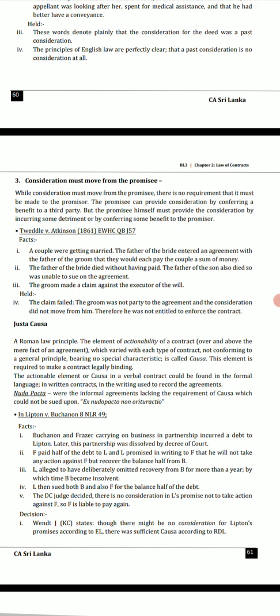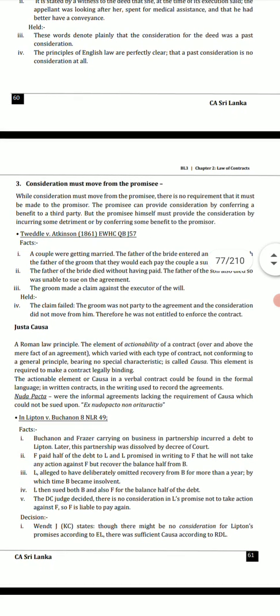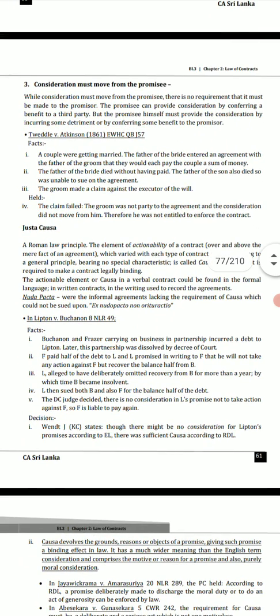Consideration must move from the promisee. While consideration must move from the promisee, there is no requirement that it must be made to the promisor. The promisor can be provided consideration by conferring a benefit on a third party, but the promisee himself must provide consideration by incurring some detriment or by some benefit to the promisor. These are all common law in a sense, but when we go further to the other chapters, you can learn more about Roman Dutch law and contracts.